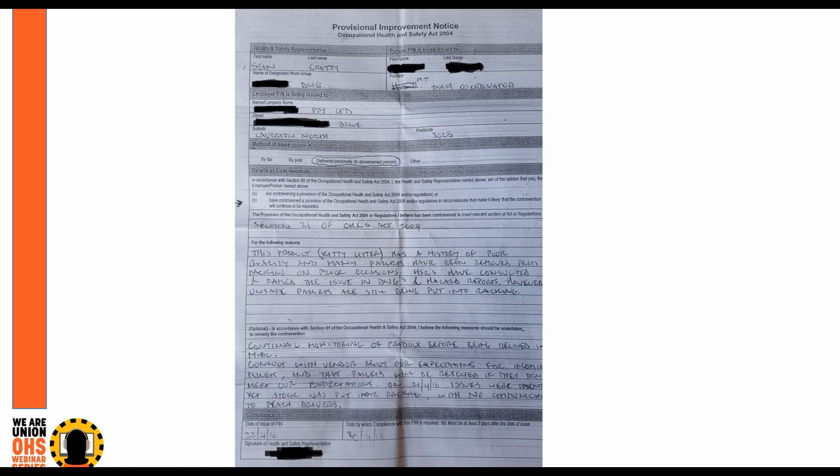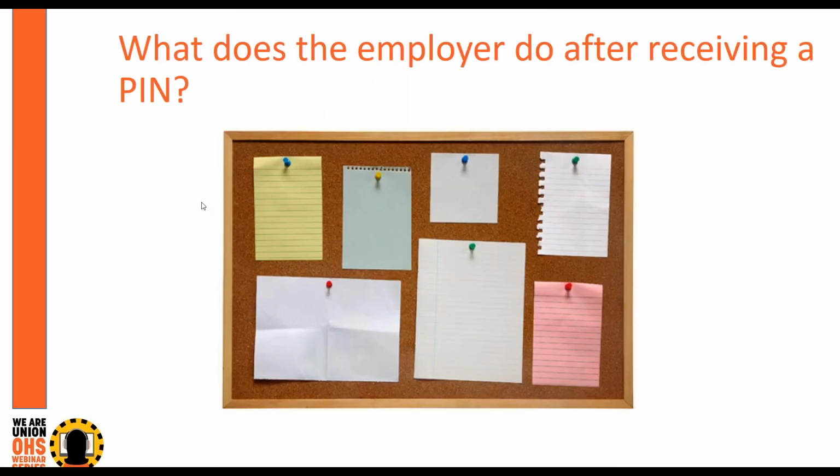So what does the employer do when they receive a PIN? Now, the employer has two options once they've been issued a PIN by a HSR. The first one is that they must comply by the compliance date as written on the PIN, or they can request the attendance of an inspector within 7 days, irrespective of the compliance date written on the PIN. Regardless of which option the employer chooses, the employer must always notify those affected by the PIN and display the PIN on the workplace notice board for everyone in the DWG to see.